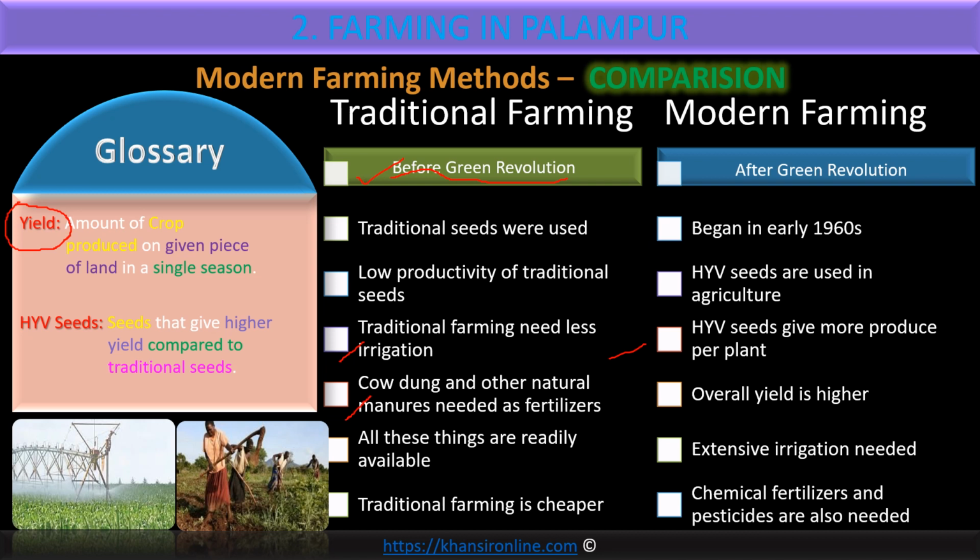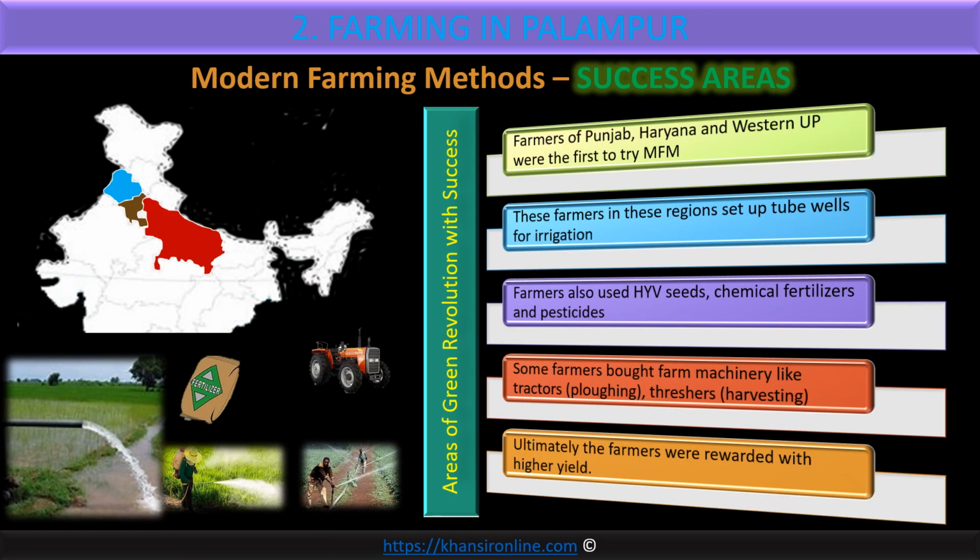Therefore, farmers in Punjab, Haryana and Uttar Pradesh went towards the modern farming methods. I hope we have cleared the comparison. Especially see the success areas. Which were the success areas? Punjab, Haryana and Western Uttar Pradesh. And which were the most important crops that we grew in large quantities? Wheat and rice. In these areas, the farmers invested in the field.